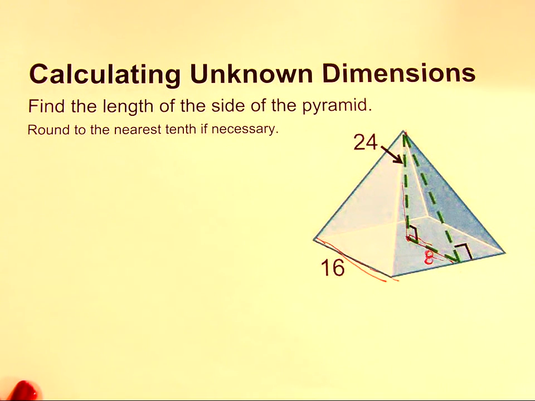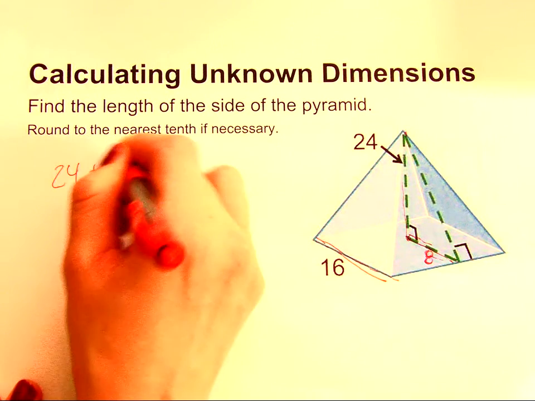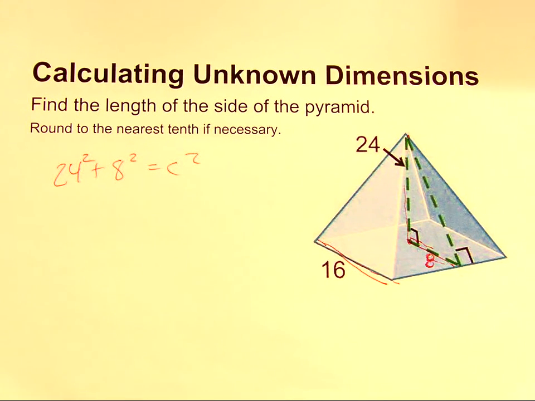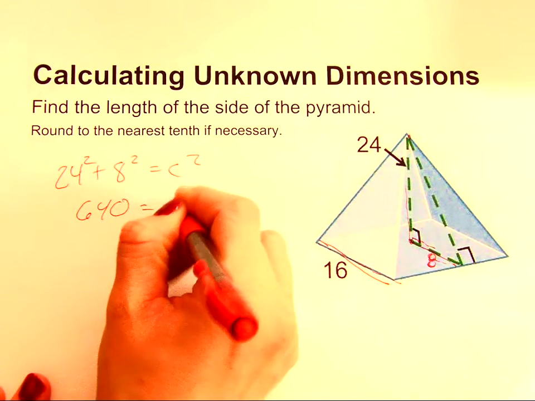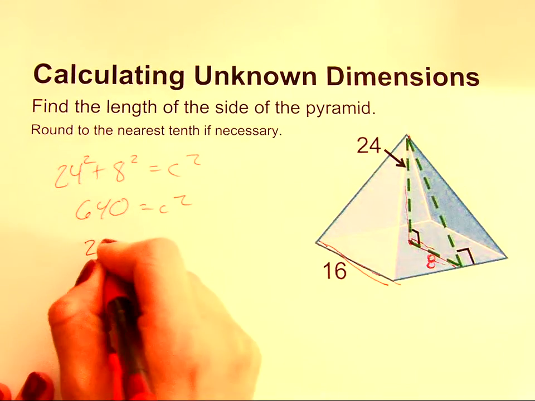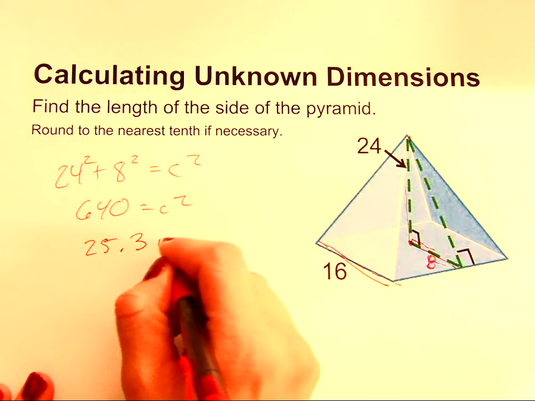So now we got two sides, 24 and 8. 24 squared plus 8 squared is c squared, which is what we're trying to find. So I have 25.3. And I don't have units, so I'm just going to write units.